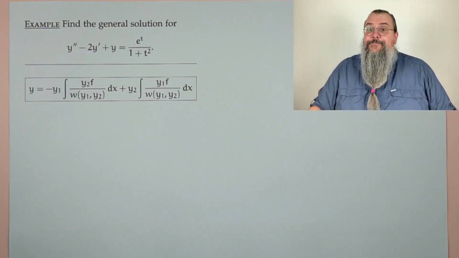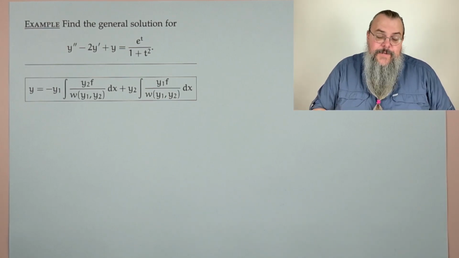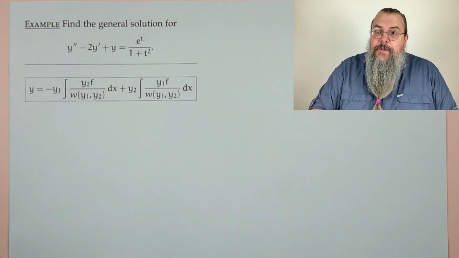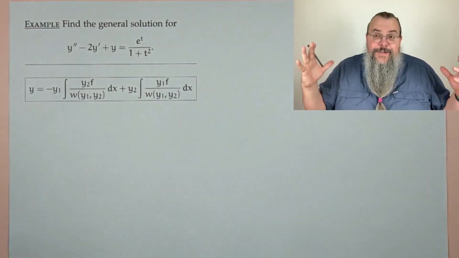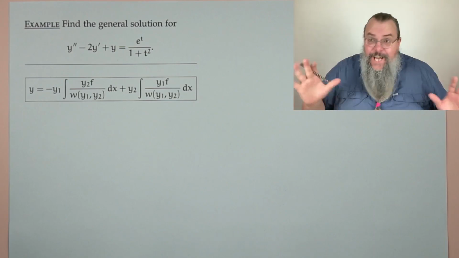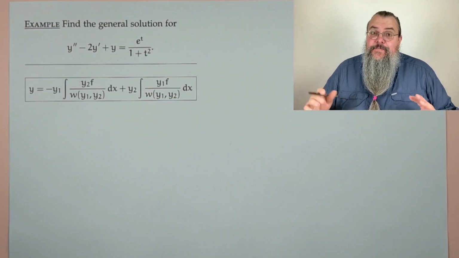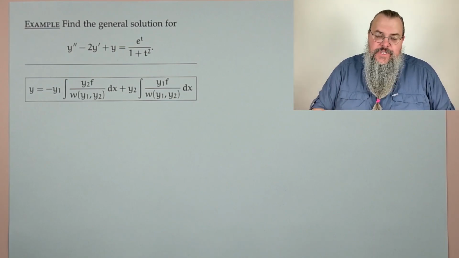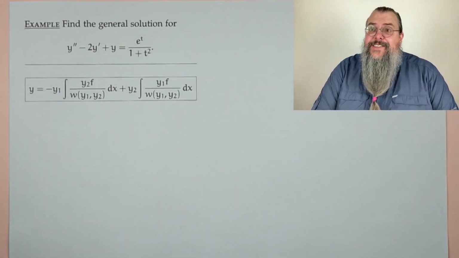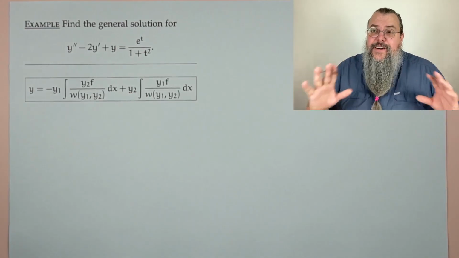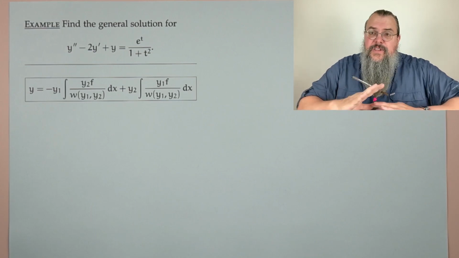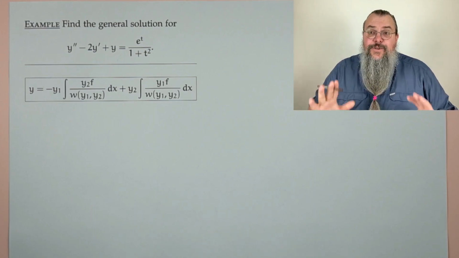All right, comments to begin with. First off, we see constant coefficients on the left. We see e to the t on the right, and maybe we're like, oh, could we go undetermined coefficients here? No, not an option. But why not? Well, the reason it's not an option is this 1 plus t squared in the denominator. That's not something that comes out of a constant coefficient homogeneous differential equation. So undetermined coefficients, useless. Can't do it.